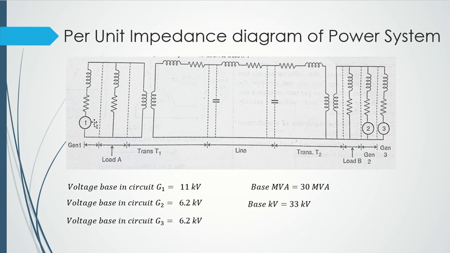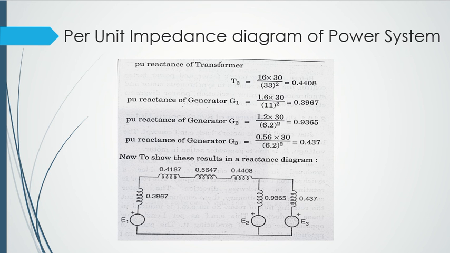Okay, so let's come here and draw it. Here we have generator G1. We will be removing this resistance, so we will be connecting G1 with this reactance only, right? So let's see what the reactance value for G1 is. We will mention the per unit value of G1's reactance here. So what was the per unit value of G1's reactance? 0.3967. So we are mentioning 0.3967 here.